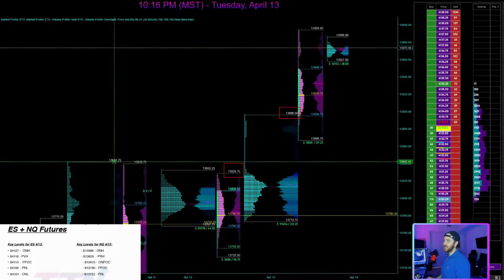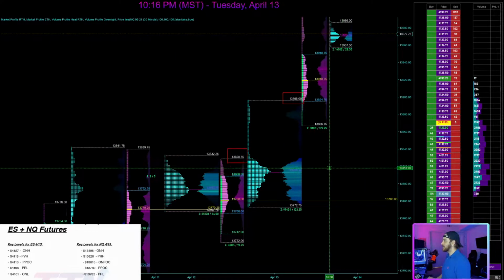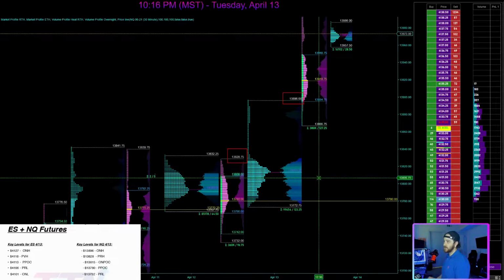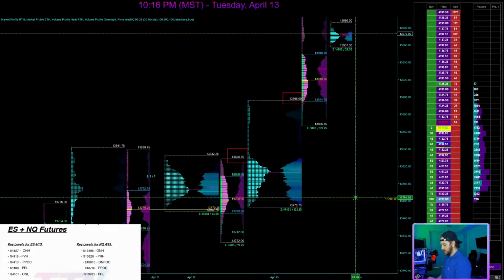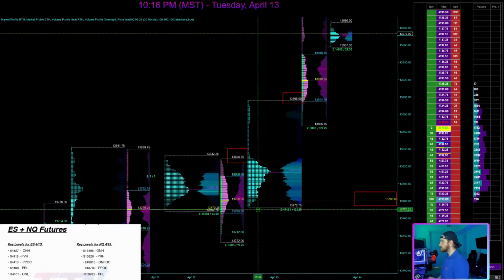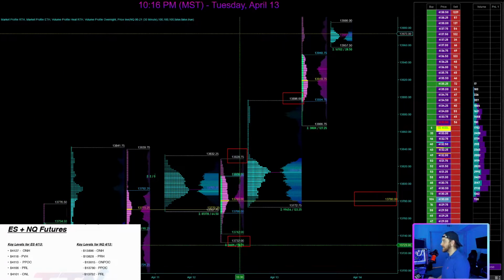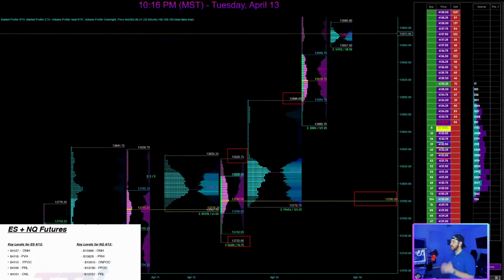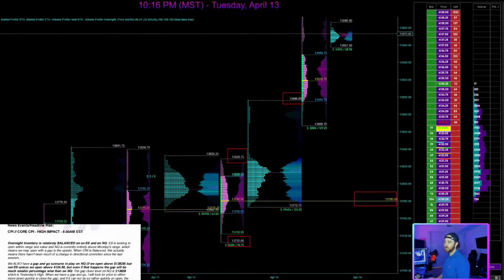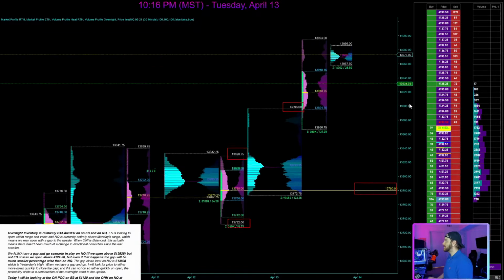So with that said, the fourth level I was looking at was the prior point of control. You can see that 780 level right here. And last but not least, I was looking at the prior range low below that at 13,732. So with those key levels out of the way, we will work into the analysis here that I was looking at pre-market, and we will see what happened.